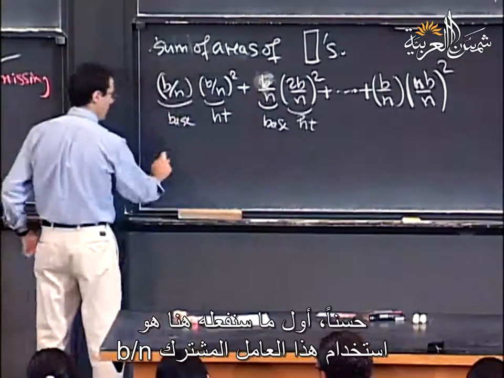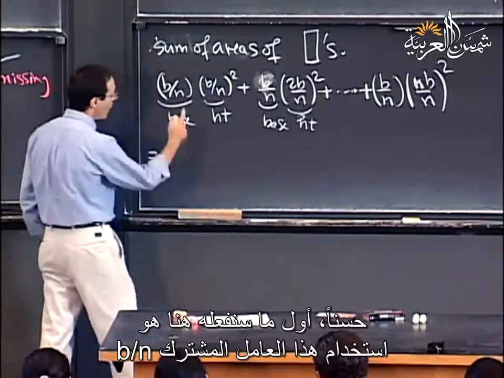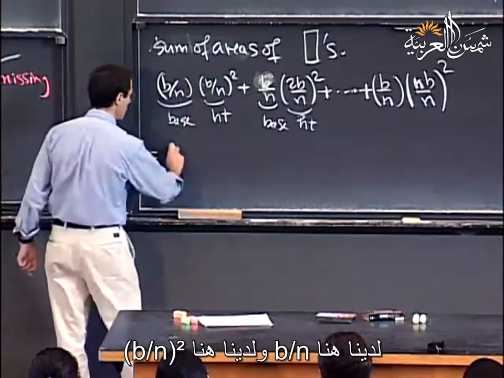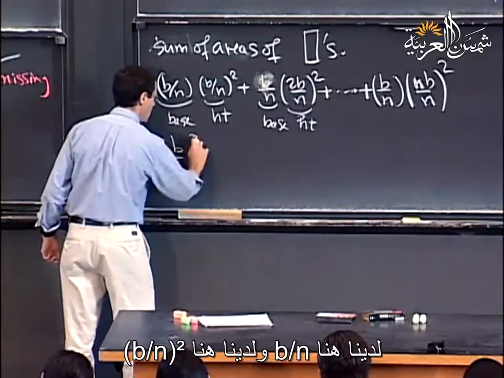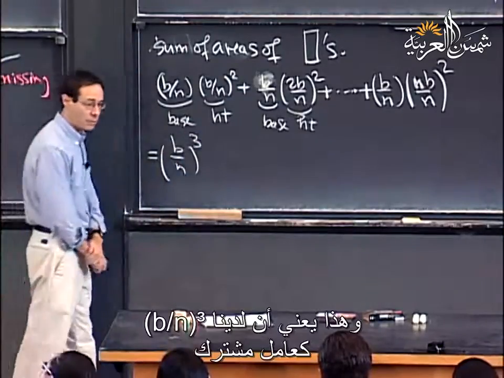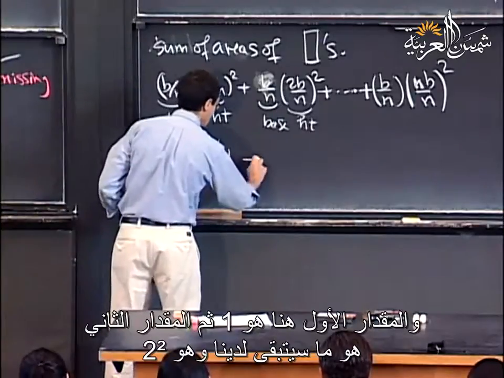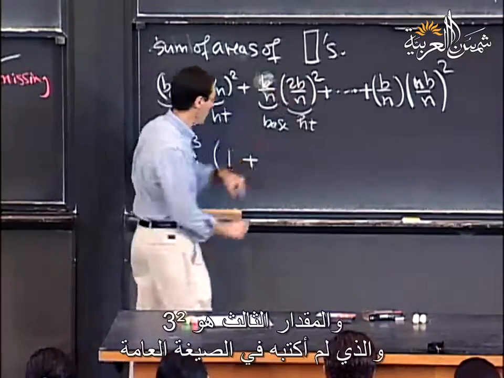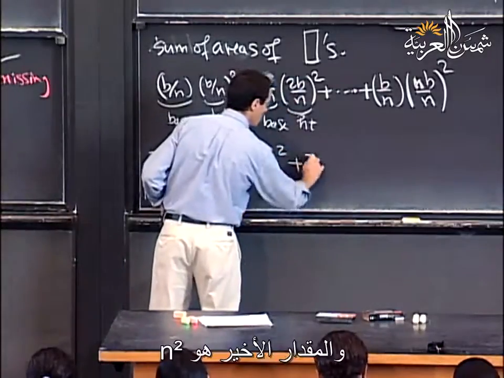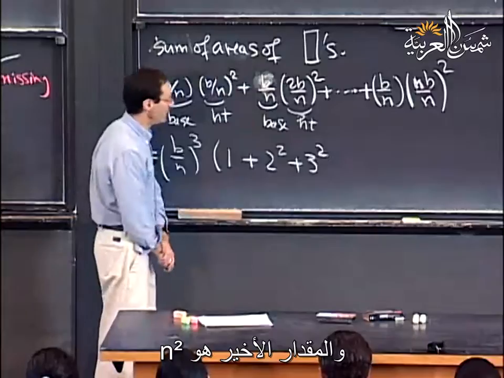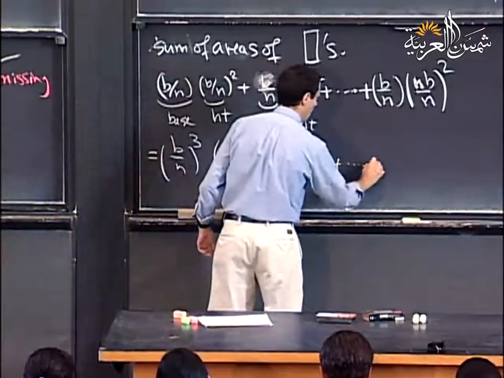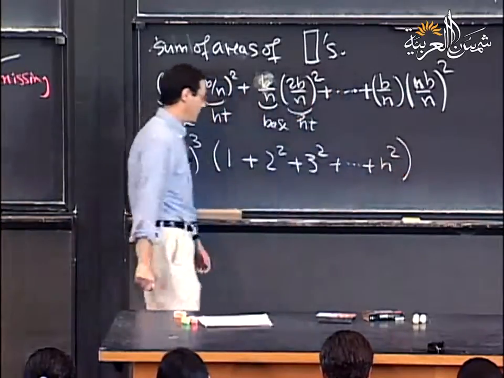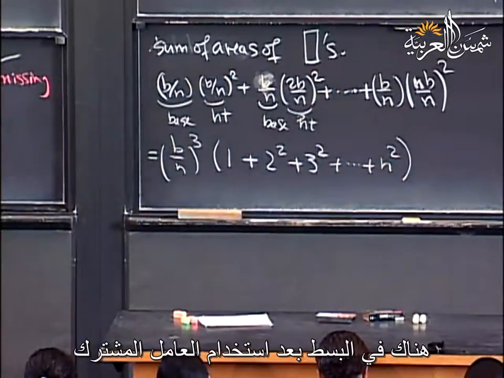All right, so the first thing I'm going to do is factor out all of these b over n factors. There's a b over n here, and there's a b over n squared. So all told, we have a b over n, the quantity cubed, as a common factor. And then the first term is 1. And the second term, what's left over, is 2 squared. And then the third term would be 3 squared, although I haven't written it. And the last term, there's an extra factor of n squared in the numerator.